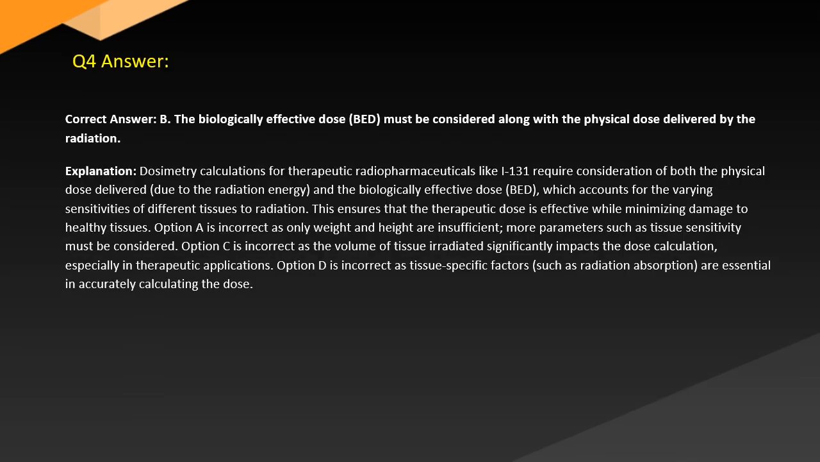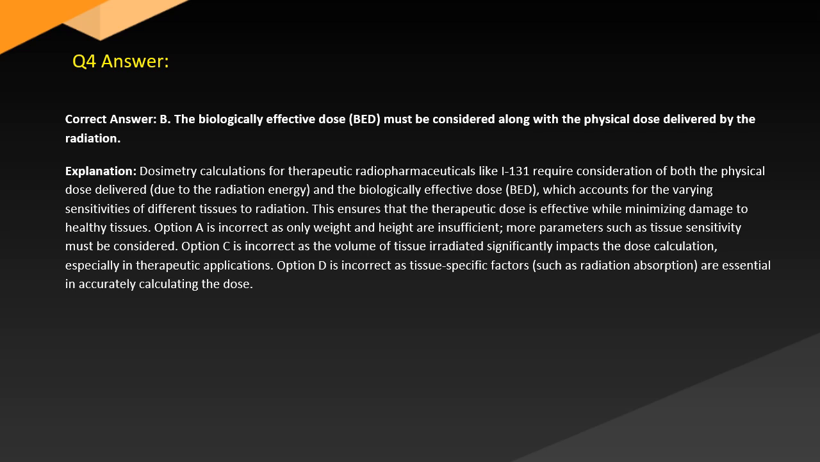Answer. Correct answer: B. The biologically effective dose, BED, must be considered along with the physical dose delivered by the radiation. Explanation. Dosimetry calculations for therapeutic radiopharmaceuticals like I-131 require consideration of both the physical dose delivered due to the radiation energy and the biologically effective dose, which accounts for the varying sensitivities of different tissues to radiation. This ensures that the therapeutic dose is effective while minimizing damage to healthy tissues.